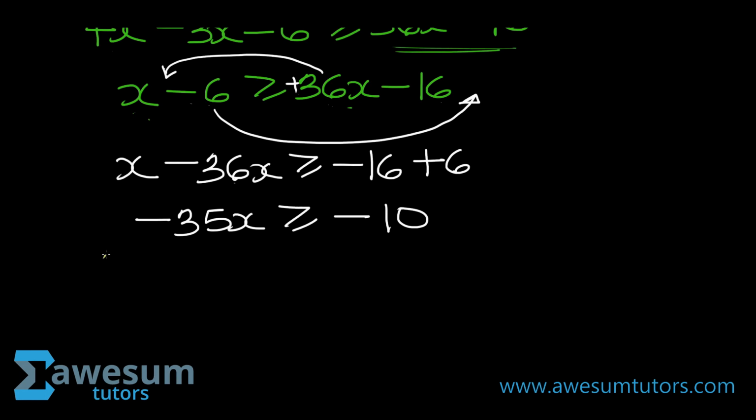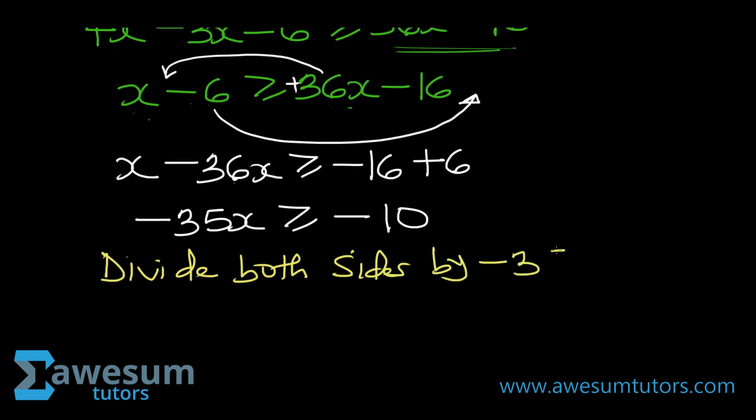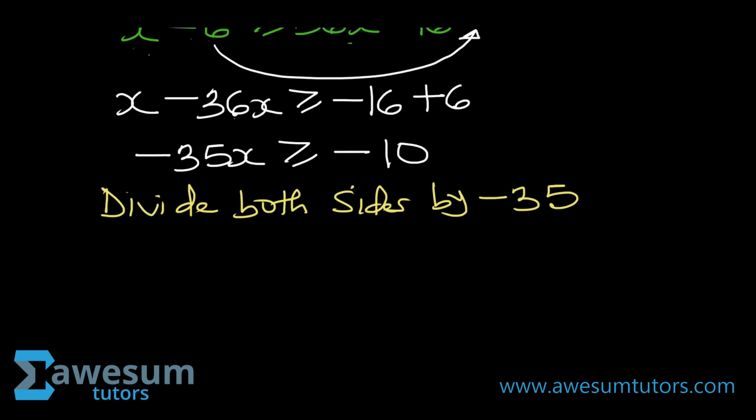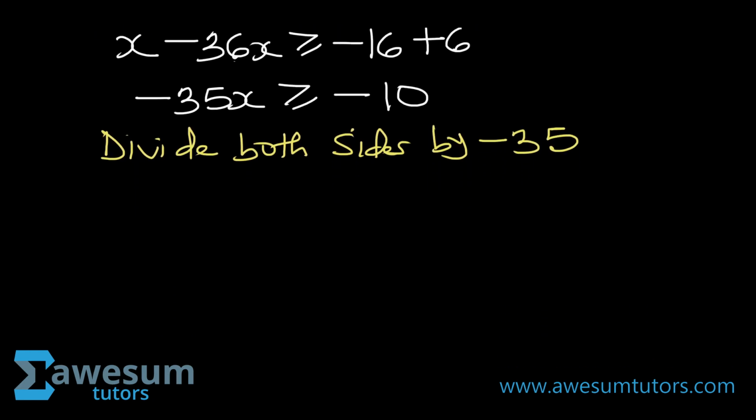So I will say divide both sides by negative 35. Very good, guys. But there is something you need to take note of here, which is where a lot of students miss it. So now this is negative 35x, and I'm going to divide it also by negative 35 because we're trying to find x, okay?